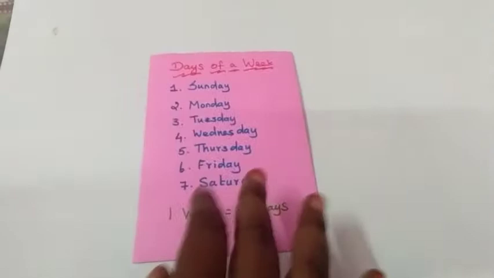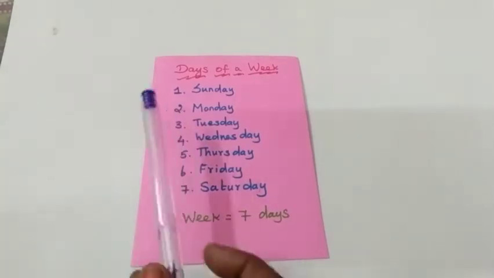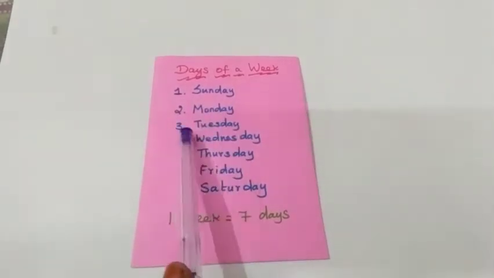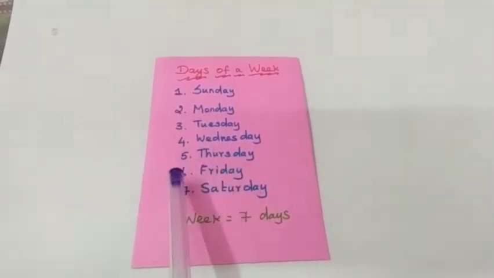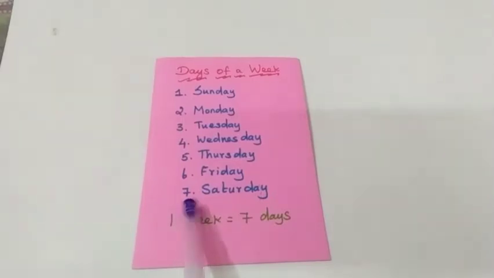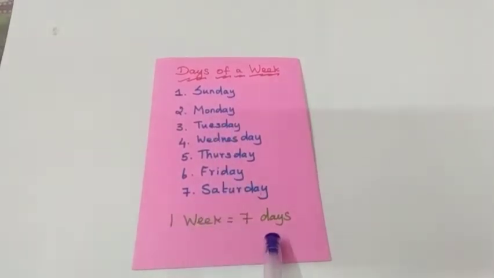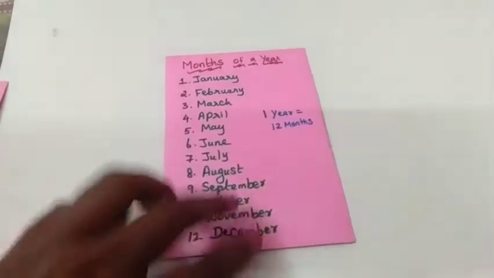So what are the days of a week? Here the first day is Sunday, second day Monday, third Tuesday, fourth Wednesday, fifth Thursday, sixth Friday, seventh Saturday. So, 1 week consists of how many days? 7 days. Okay. Next, we will see months of a year.